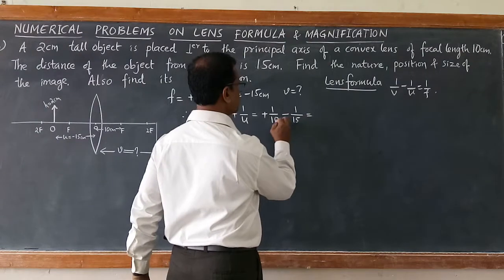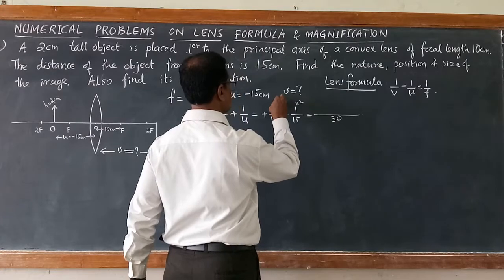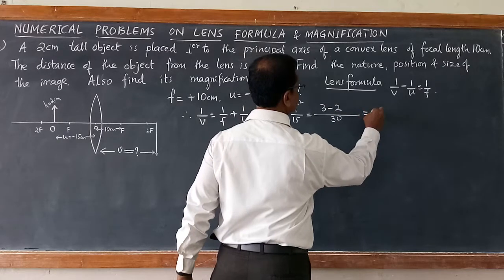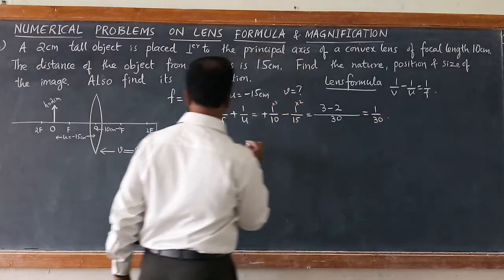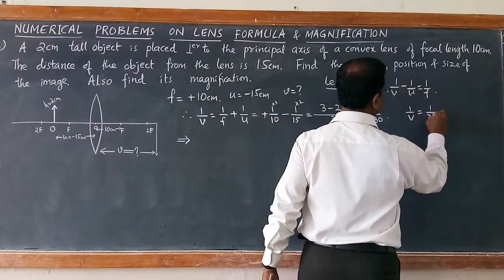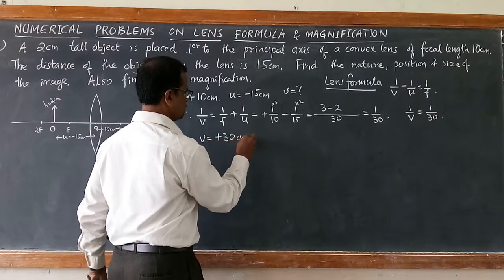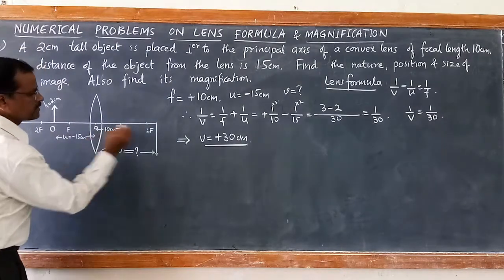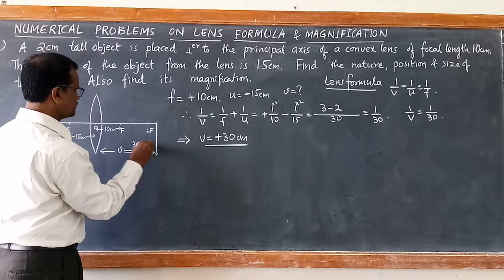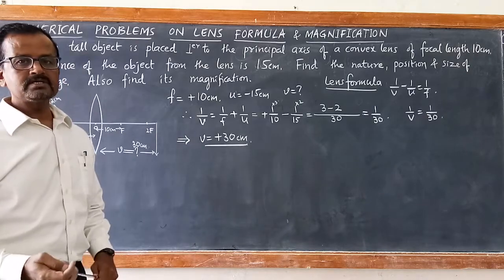So again the LCM becomes 50. 5 twos are 10, 5 threes are 15. So 5 minus 3 gives 2. Thus it becomes 1/30. This implies 1/v equals 1/30. So that implies v is equal to plus 30 centimeter. Plus 30 centimeter means it is formed on the other side of the lens. So this v we got is plus 30 centimeter. Somewhere here, at 30 centimeter, the image is going to form. So this is the image distance.